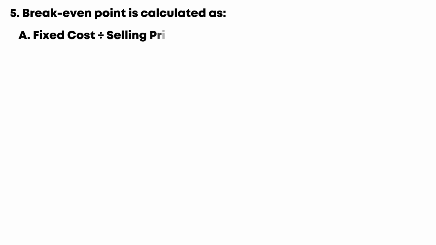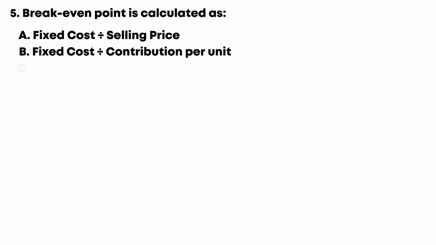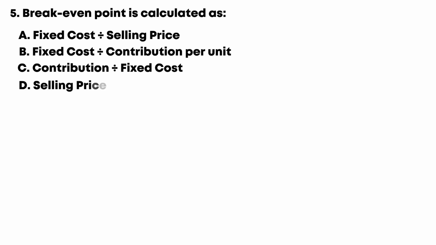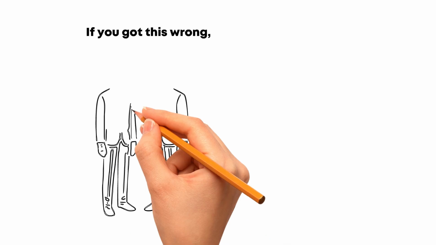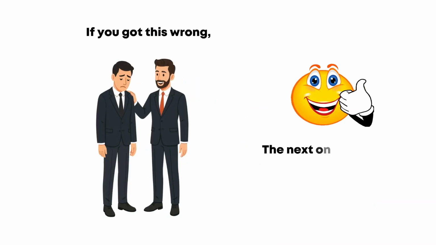5. Break-even point is calculated as A. Fixed cost divided by selling price. B. Fixed cost divided by contribution per unit. C. Contribution divided by fixed cost. D. Selling price divided by variable cost. Break-even point in units equals fixed cost divided by contribution per unit. The answer is B. If you got this wrong, don't worry, most students do. The next one is easier.